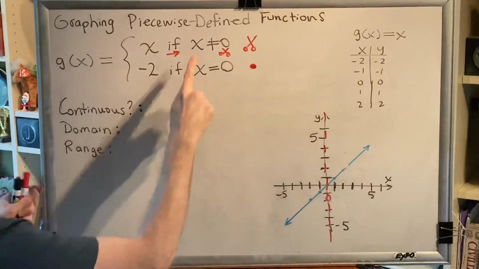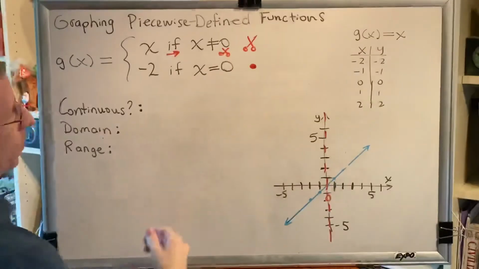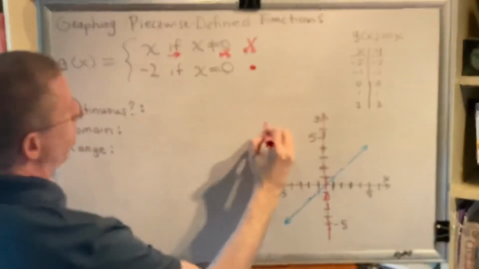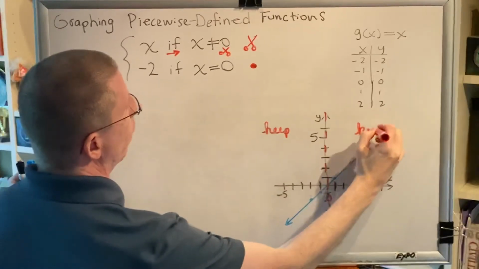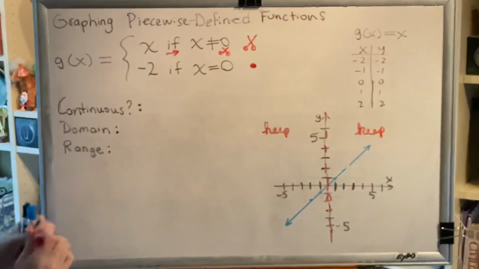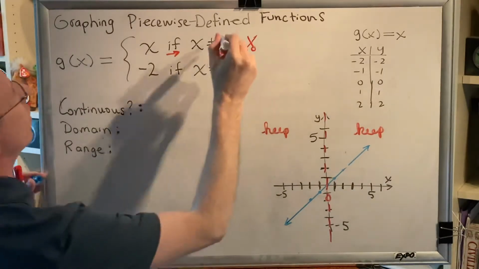Well, we keep the part where x is not 0. Anything to the left of 0 is not 0, so we keep it. Anything to the right of 0 is not 0, so we keep that too. In fact, the only thing we are not going to keep is 0 itself, and here's the reason why.